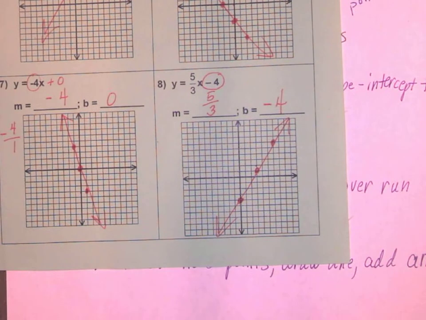So this is how to graph equations, graph lines when the equation is already in the slope-intercept form.